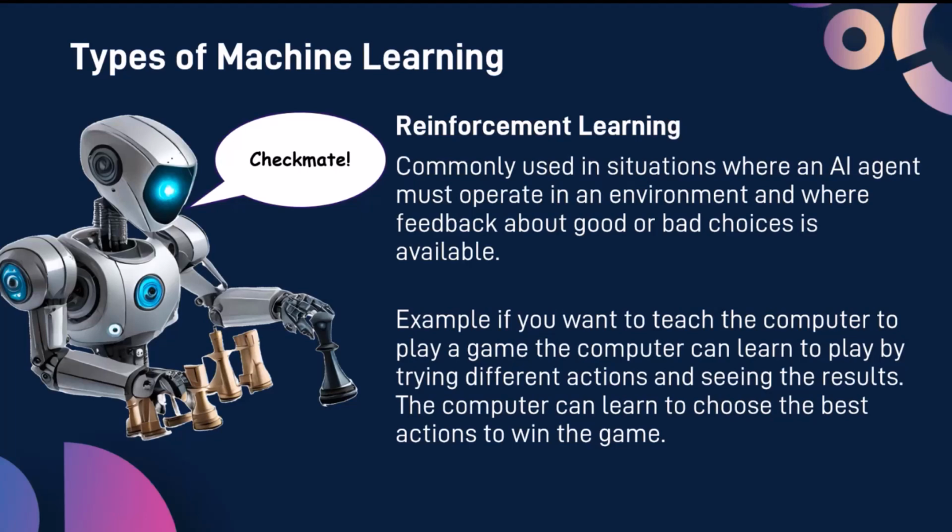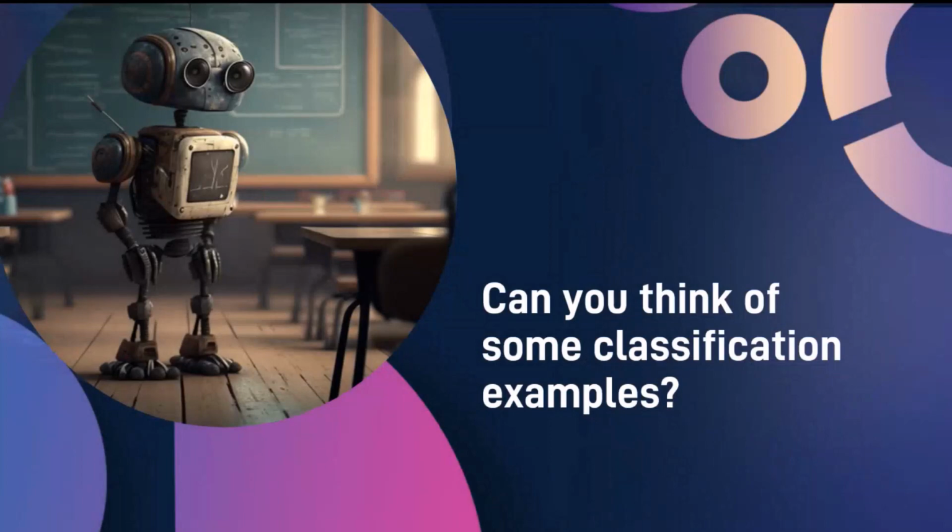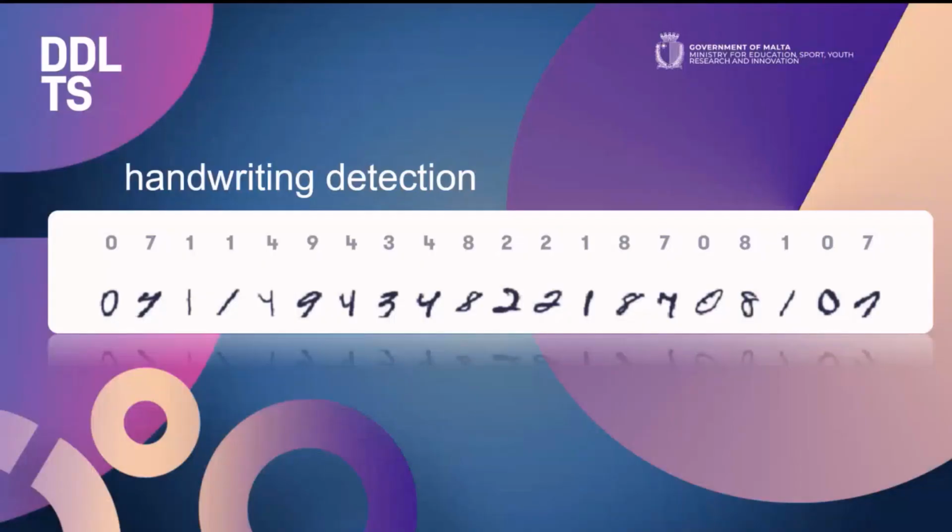Just to give you an idea, software such as ChatGPT uses this kind of learning in general, which is called reinforcement learning. So let us now look at classification examples, which are basically real-world scenarios where this type of AI, machine learning, can be used.